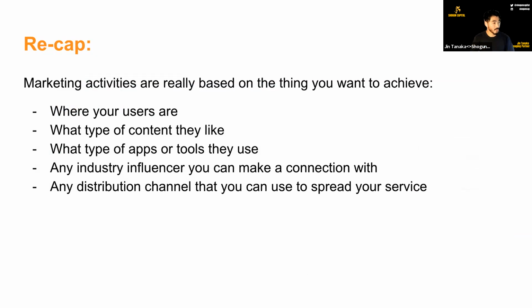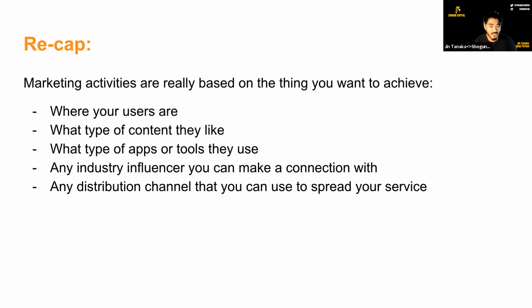And then a recap of go-to-market. Marketing activities are really based on the things you want to achieve, right? The key questions are where your users are, what type of content they like, and what type of apps or tools they use, basically where they are right now. And then any industry influencer you can make a connection with. If you already know somebody, for example a yoga instructor, that may work for influencer marketing for Namaste. Maybe gardening, similar to even Skepsi. Actually, it may work for everyone on this year's team.